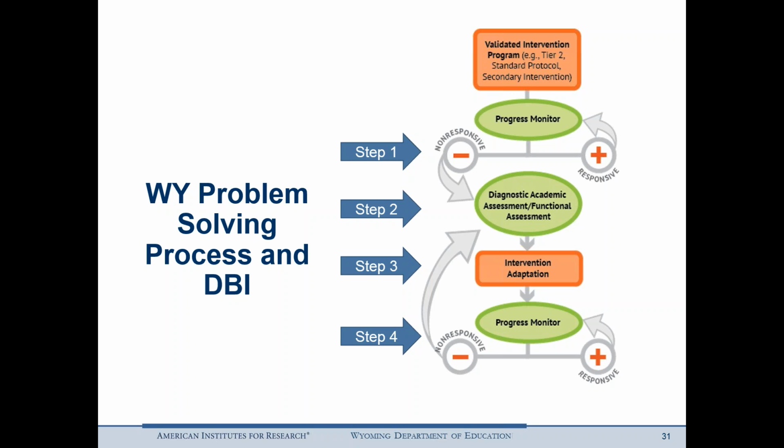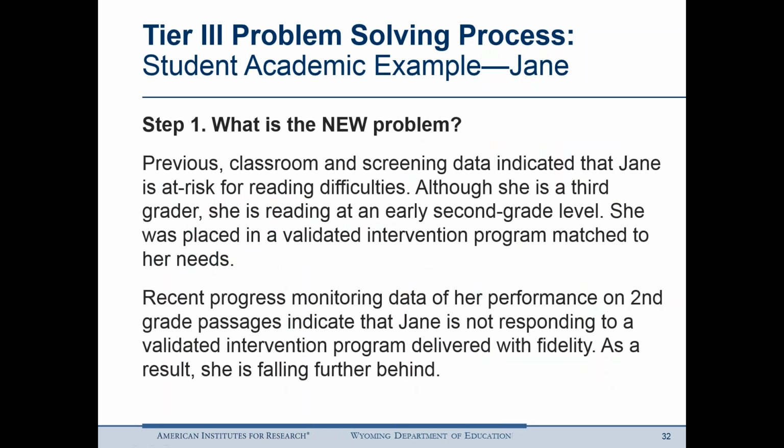What is different about the problem-solving process used at Tier 2 versus Tier 3 is the frequency. At Tier 3, teachers are moving through the process more frequently and are using the process to make iterative changes to the intervention. For many students in Tier 3, unlike Tier 2, a student may require ongoing problem solving and intervention adaptations. For non-responders, the problem-solving process is ongoing until data suggests that the student is adequately responding to the intervention. For Jane, the team returns back to the previous step to define the new problem.